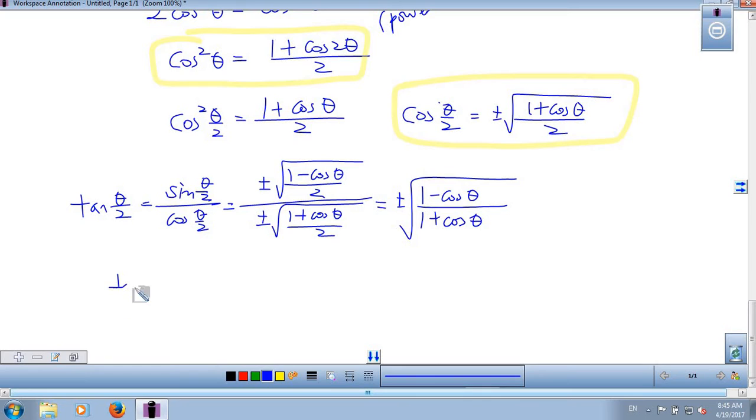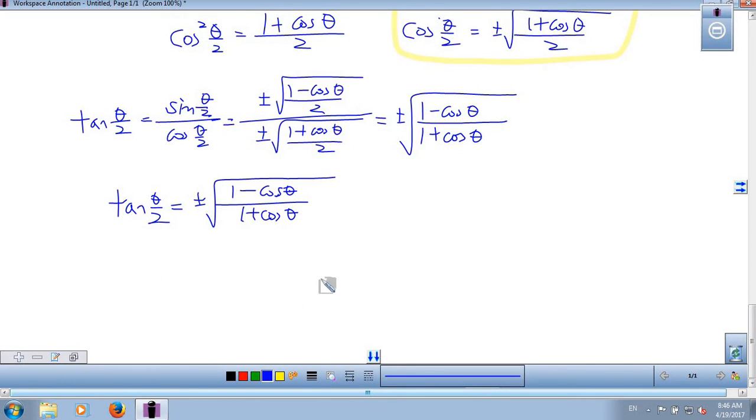So let's go ahead and do this. Tangent of theta divided by 2 is equal to plus minus square root of (1 minus cosine theta) divided by (1 plus cosine theta), right? So what we can do is some algebraic operations here, by multiplying the denominator and the numerator by 1 minus cosine. So let's see what happens here. This will become plus minus square root. This is going to be 1 minus cosine theta squared, because there are two of them.